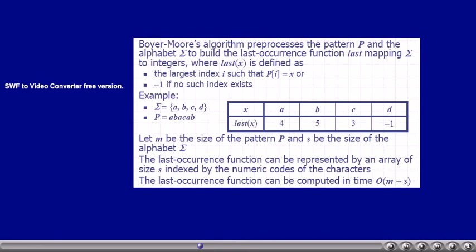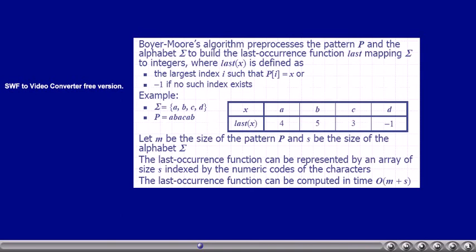Thus, when the last function is calculated, last of x: if x value is A, its value is 4. If it is B, 5, C, 3, D is -1. As D is not at all seen in the string ABACAB, that is P, we take last of D as -1. Now verify if x value is taken as C, last of C is 3. How is that? The location of C in the given string P is the third location. Thus, C value will be taken as 3. Sorry, from the beginning, if I consider the 0th element, the index is 3.